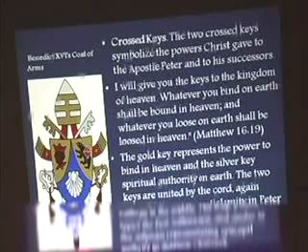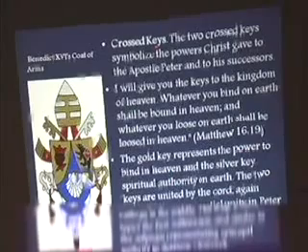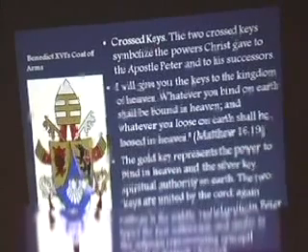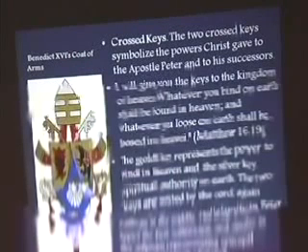Okay? Now we're going to deal with the cross keys right here. The two cross keys symbolize the powers Christ gave to the Apostle Peter and to his successors. And this is all dealing with law and jurisprudence. "I will give you the keys to the kingdom of heaven. Whatever you bind on earth shall be bound in heaven, and whatever you loose on earth shall be loosed in heaven." Matthew 16:19. The gold key represents the power to bind in heaven, and the silver key, spiritual authority on earth. The two keys are united by the cord, again indicating their essential unity in Peter and his successors.